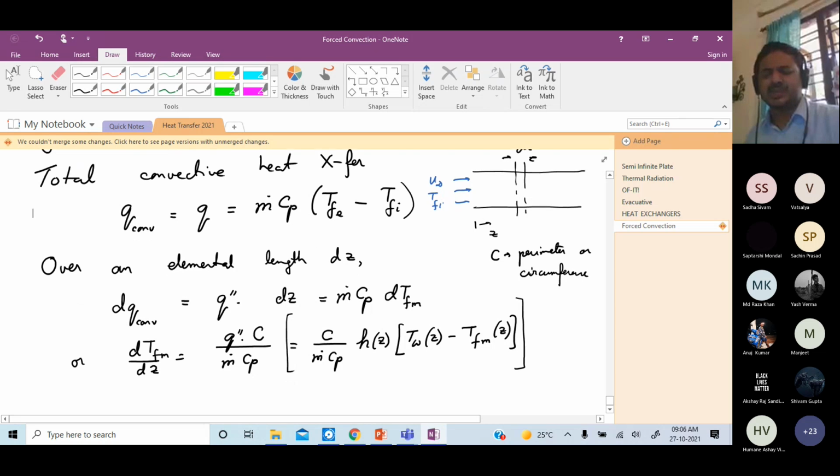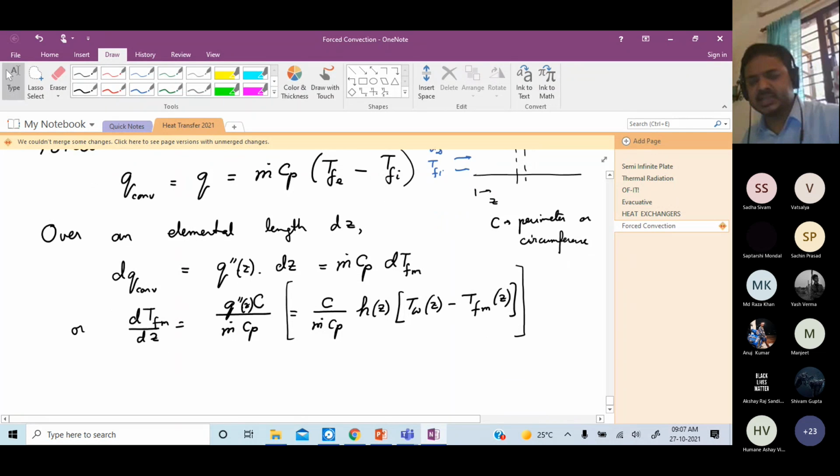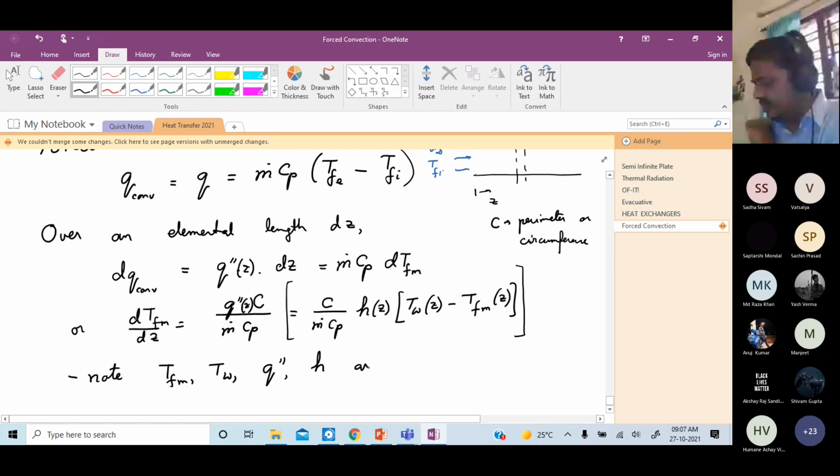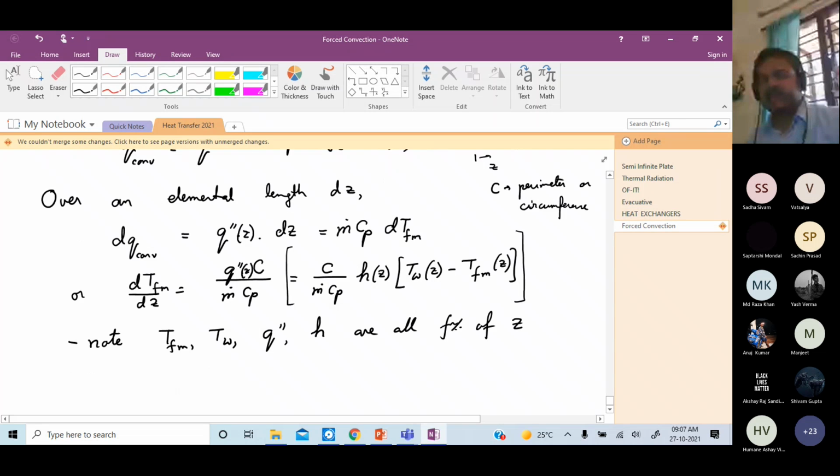We had just started some generic formulations, right? And we wrote this. The first thing that you see over here is this thing. Okay, so dT/dz is this function. Actually, what I should do at this point is write it down as q''(z), because this is generic. So note that T_fm, T_wall, q'', h are all functions of z.